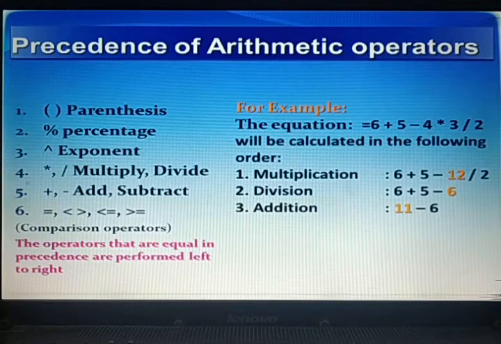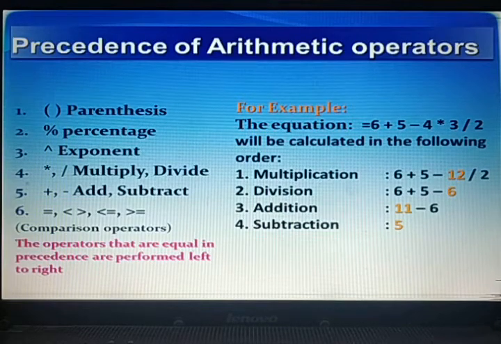Then it will perform addition. Here both symbols have the same precedence, meaning plus and minus. So it will first perform the addition. It means from the left side it's addition, then subtraction. So it will first do addition, that's 6 plus 5, 11, and then it will subtract 6 from the 11, that's 5. The final result is 5. These are the precedence of arithmetic operators.